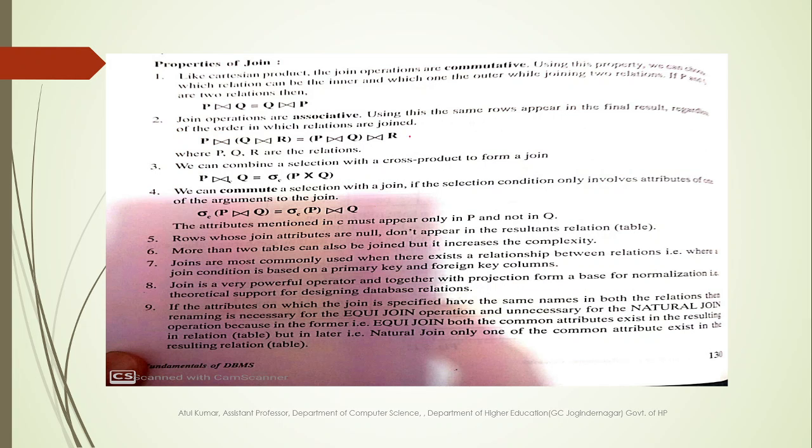Next we have some properties of join. Firstly, join operations are commutative. Join operations are commutative in nature, that is, when we apply a join on p and q, it is also equal to q and p.